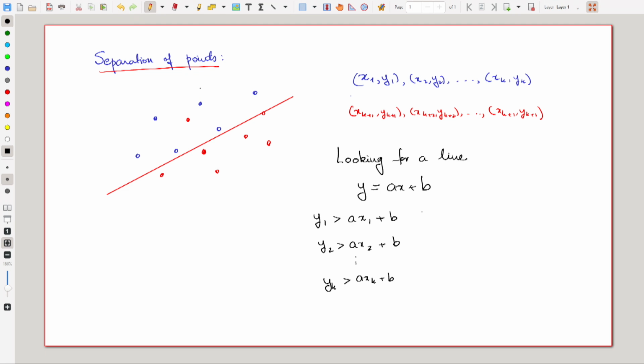And then we want more conditions for the red points. We want y k plus 1 is less than a x k plus 1 plus b, y k plus 2 is less than a x k plus 2 plus b, and so on, and y n is less than a x n plus b. So, these are the conditions we want.